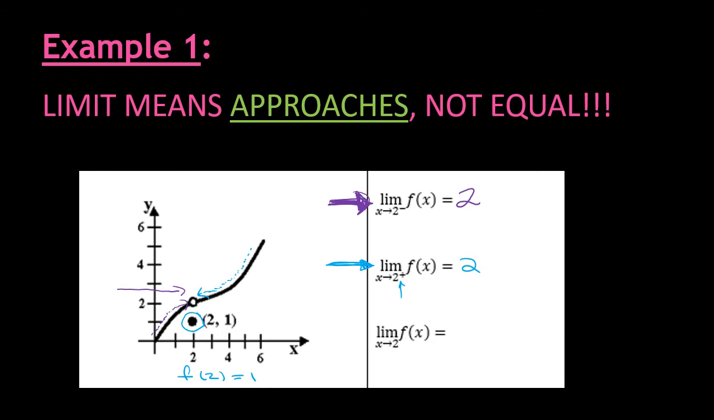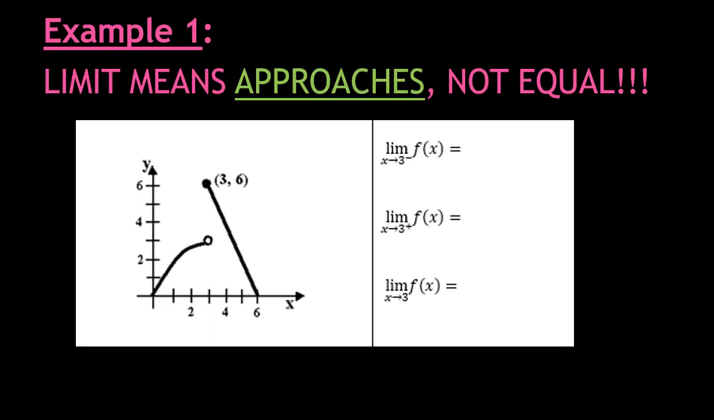Then the overall limit, when the value from the right and the value from the left are identical, then the overall limit exists at that value. So this one, they're all 2. Beautiful. Okay, let's try another one.